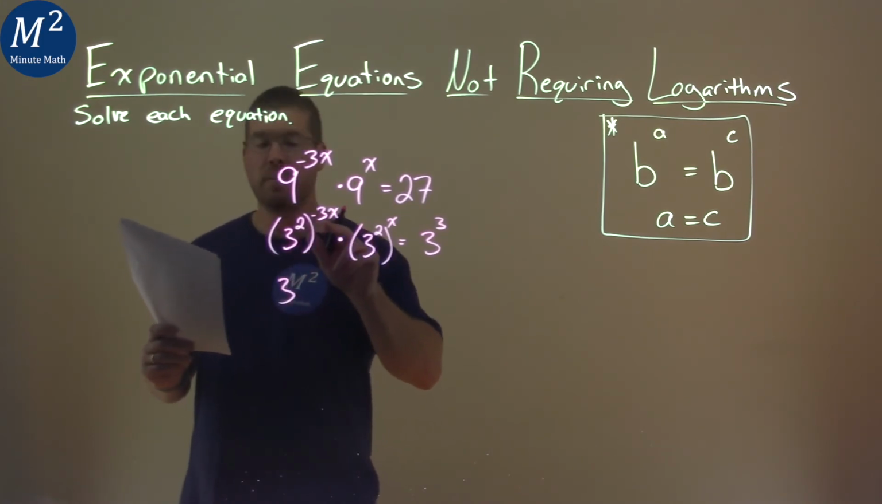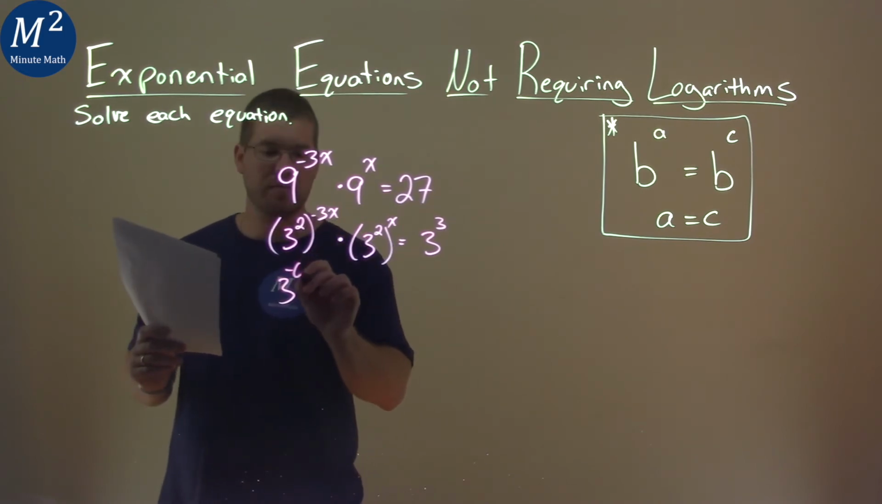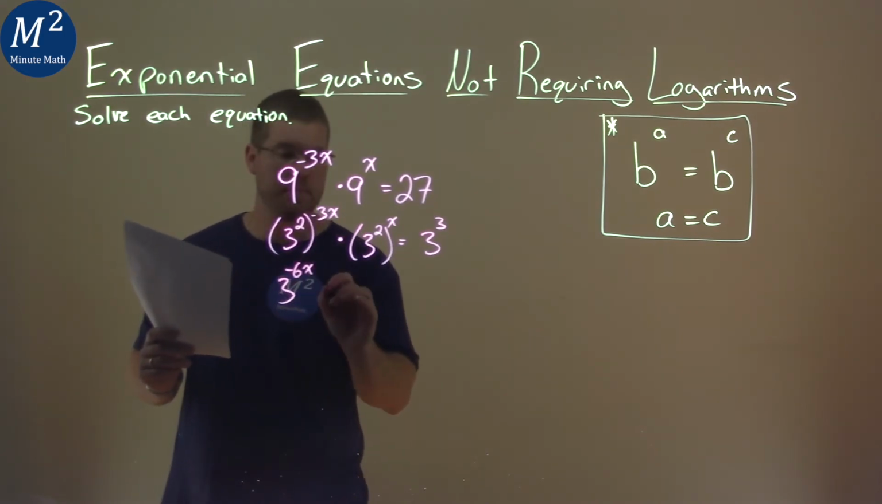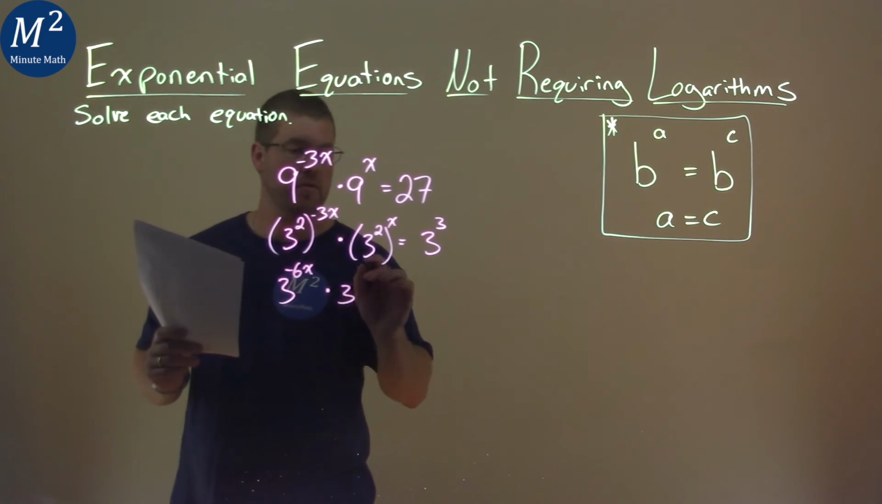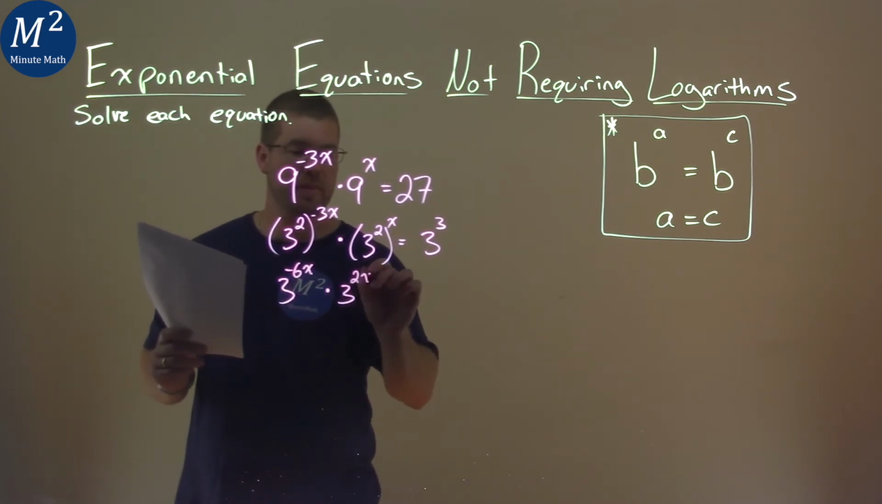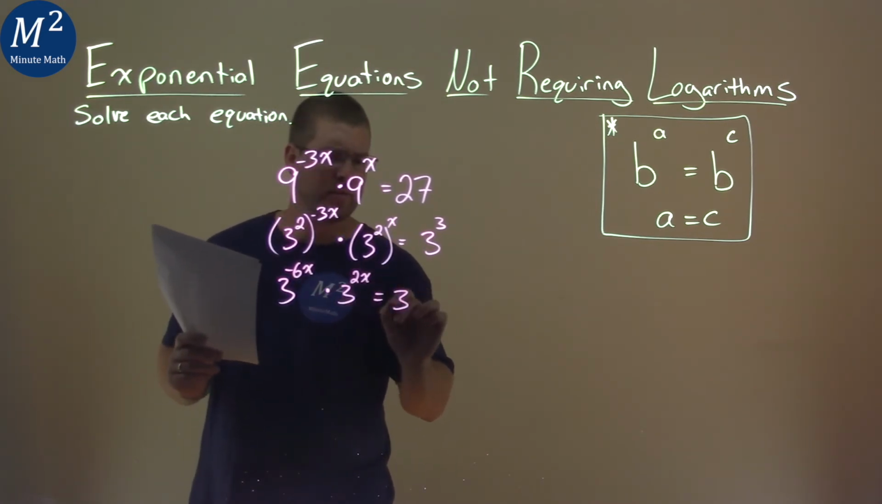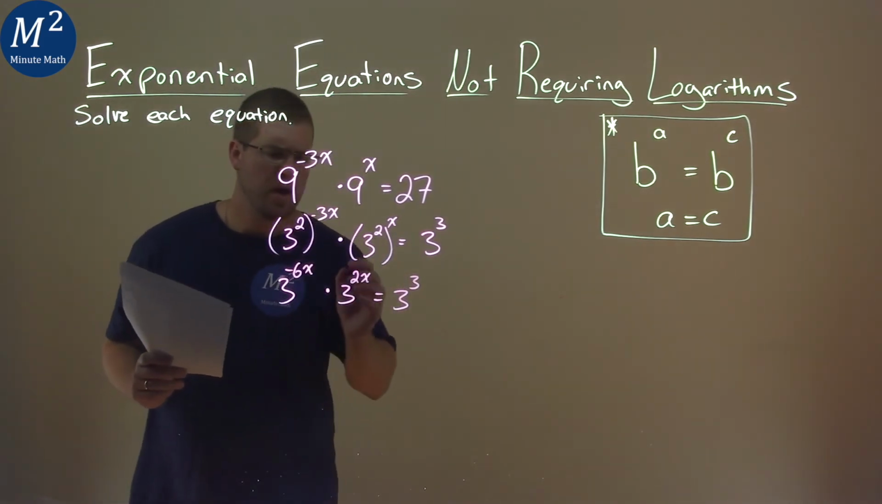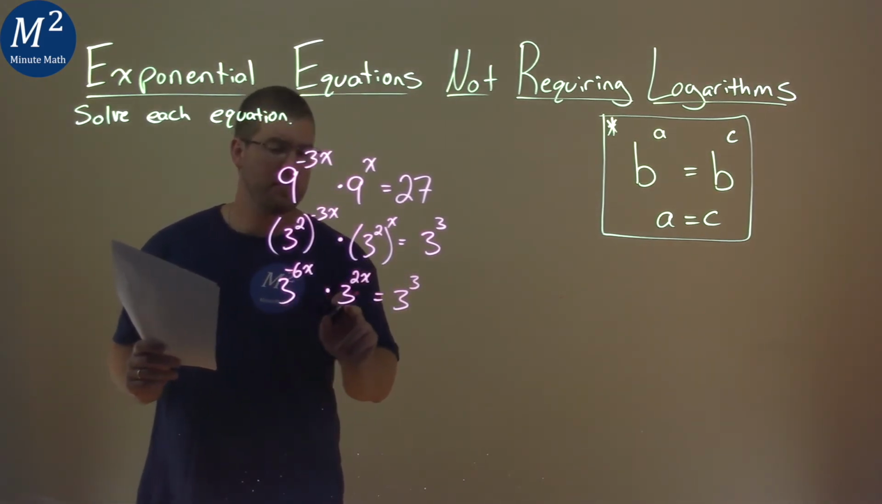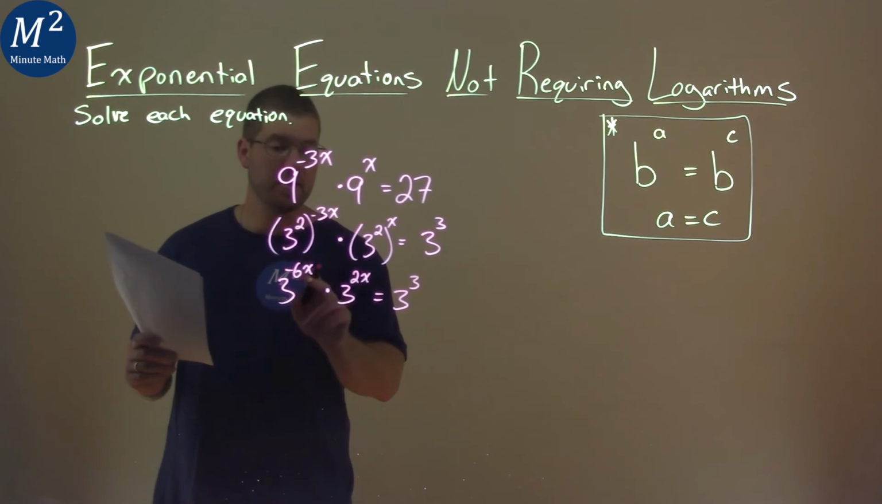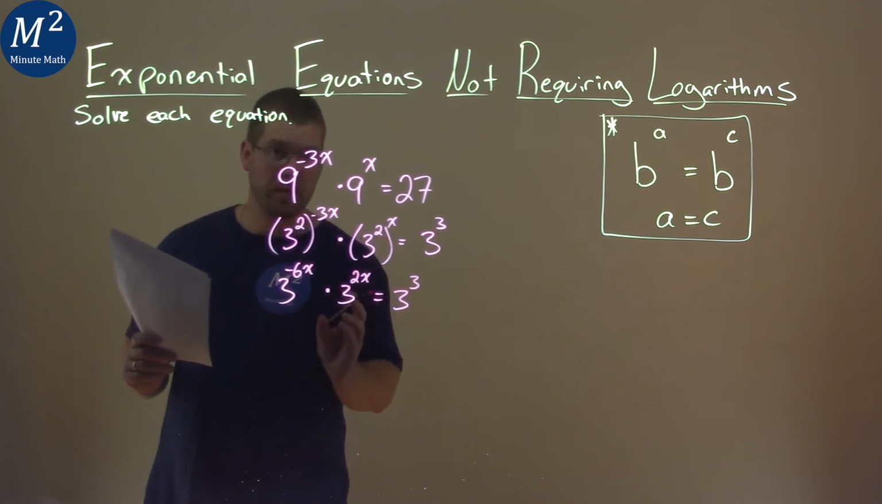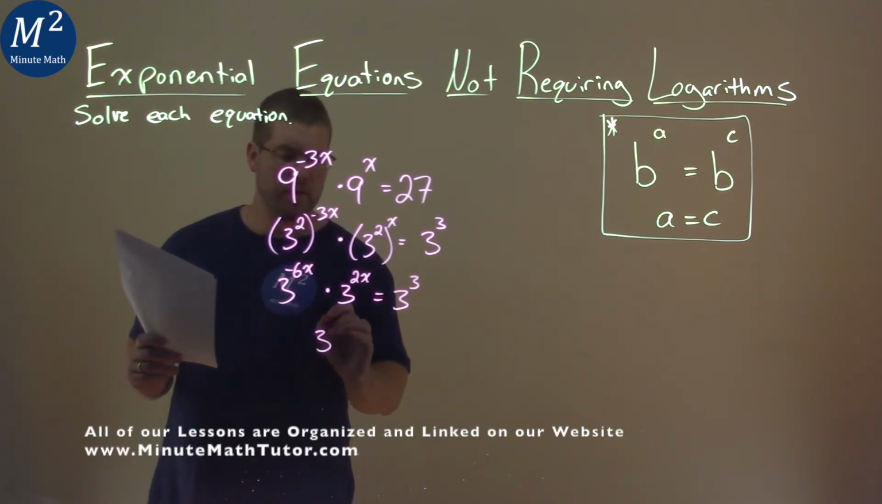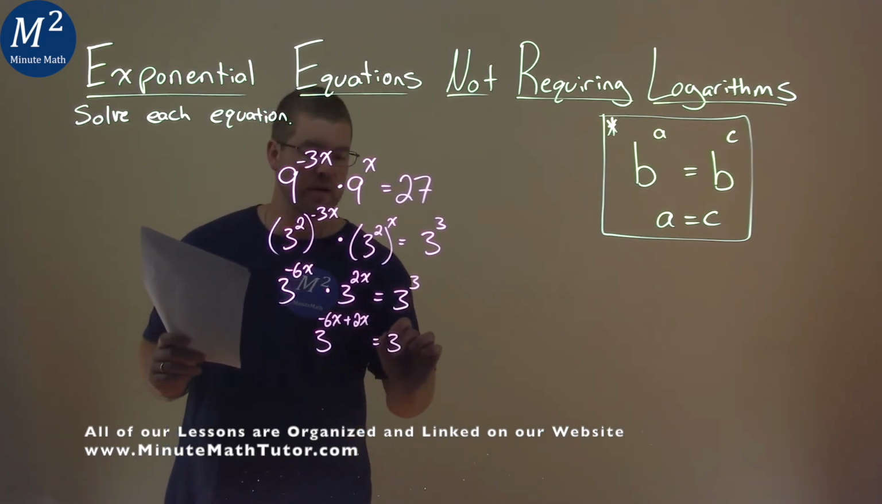So 2 times a -3x is a -6x right here. Same thing here, 3 to the 2 times x is a 2x power. And that's equal to 3 to the third power. Now our rules also tell us when we have the same base being multiplied, we just add the exponents when we combine them. So this is now 3 to the -6x plus a 2x. That's equal to 3 to the third power.